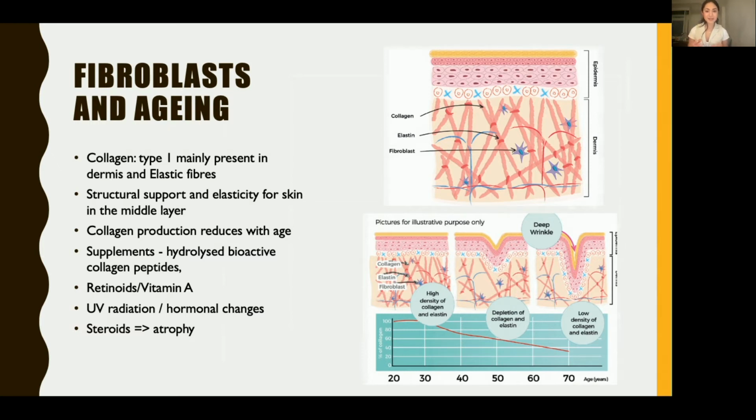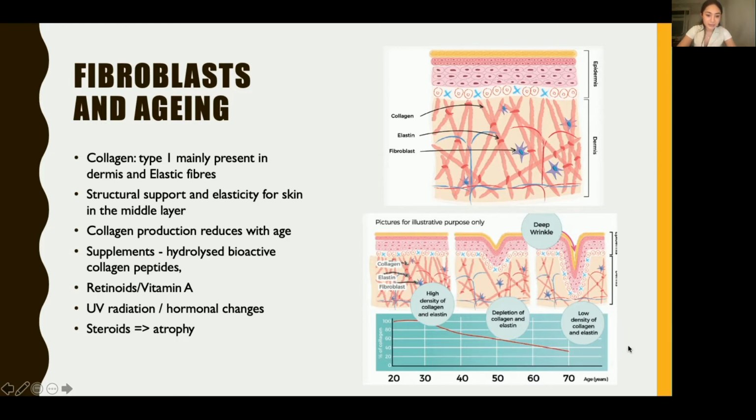And it gives us a bit of firmness and that elasticity, but from early adulthood, our collagen production reduces by about 1% per year. So from your early 20s, actually. And I just wanted to touch upon supplements. If any of you have ever decided to take collagen supplements or are thinking about it, it actually is useful. Hydrolyzed bioactive collagen peptides have been shown to improve skin elasticity, hydration, and visible signs of wrinkles. And I've got a little diagram here just to show you how deep wrinkling would work in the context of reduced collagen and reduced elastin.